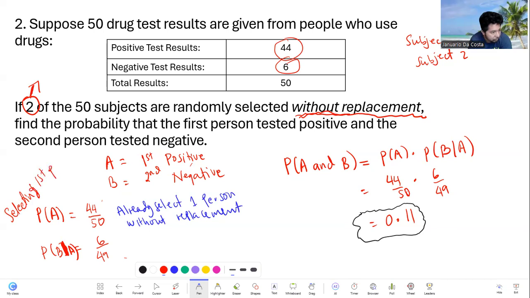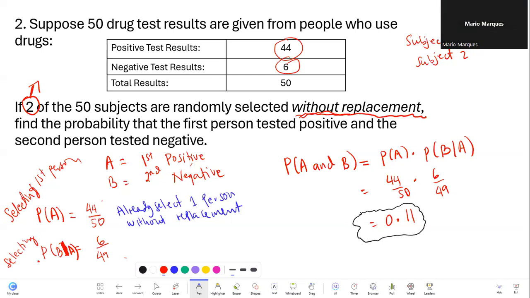This is selecting the first person. This is selecting the second person. Okay. When you are selecting the first person, the total is 50. Now I said 49 for the second, so it is 6 over 49, not 50. Is that your question? Did I answer your question? Comprende? Yes, teacher.